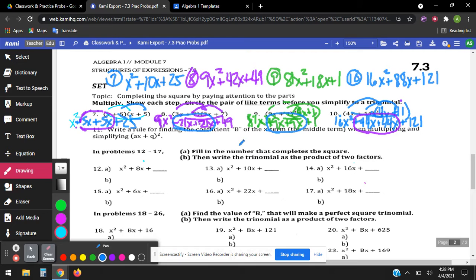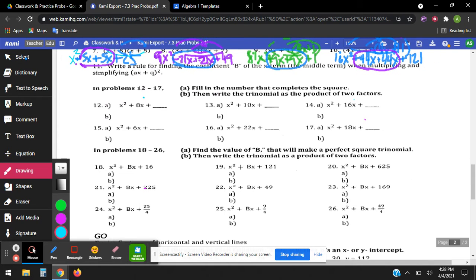Now we are going to, it's not scrolling here. It's not letting me do anything. Okay, here we go.